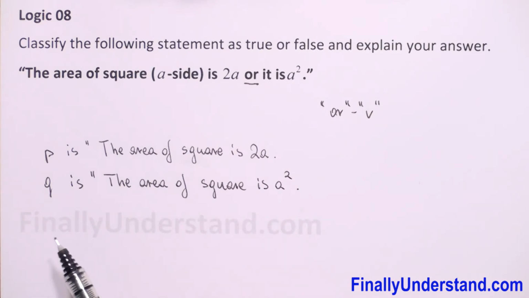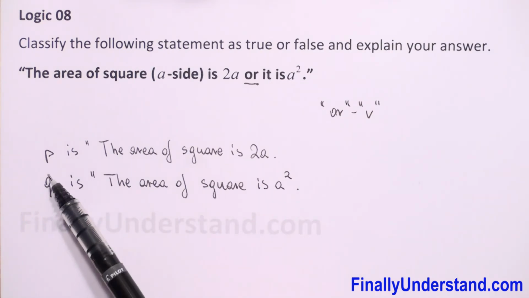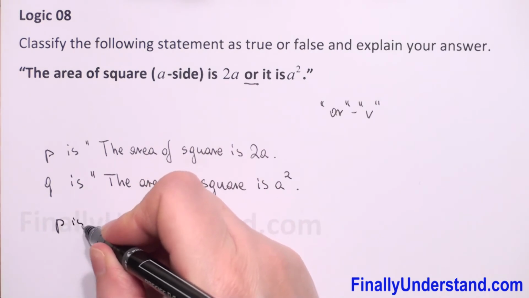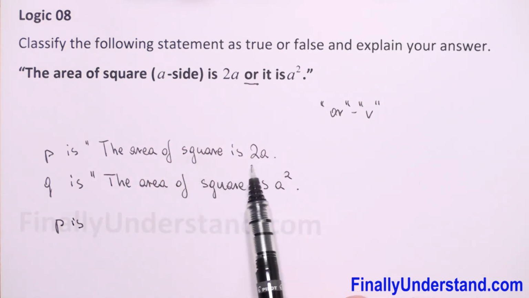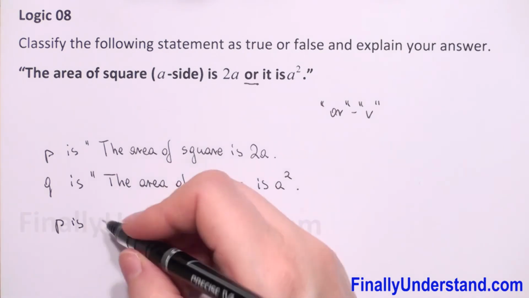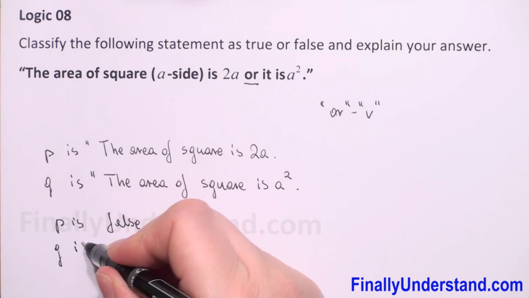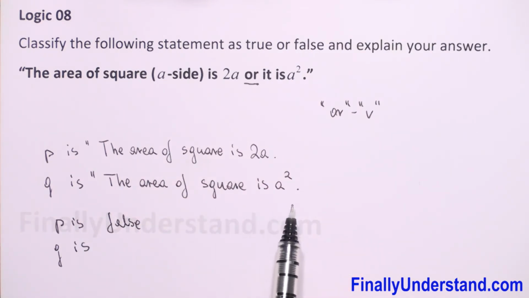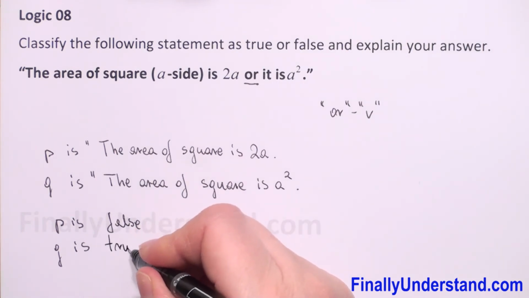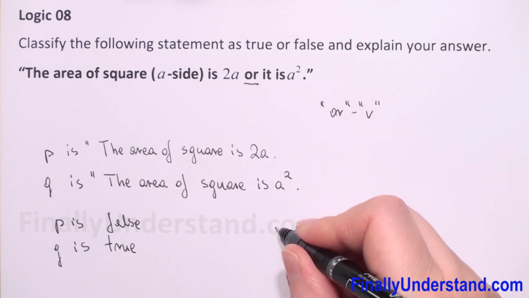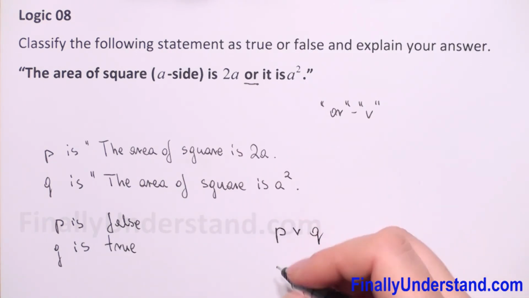So now we have to decide if P and Q statements are true or false. So P is the area of square is 2a. No, it's not a true statement. So this is false. And Q is the area of square is a square. A is side of square, of course. So this is true.